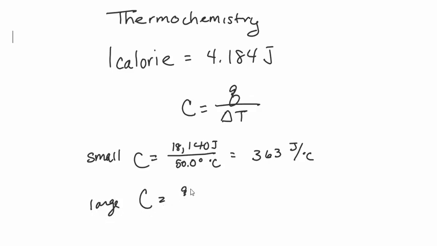And that large pan takes 90,700 joules in order to change the same amount of temperature, 50 degrees C. And we can calculate that it takes 1,814 joules per degree Celsius to change 1 degree Celsius. So you see, the smaller the mass, the small pan made out of the same material as the large pan, the smaller the heat capacity. The larger the mass, the larger the heat capacity when we're talking about the same material.